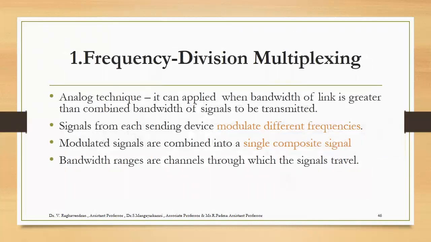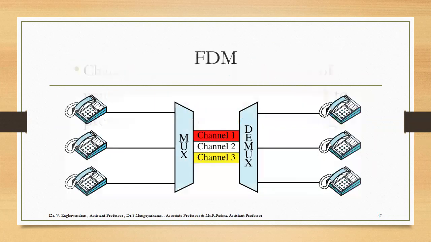So the first one, frequency division multiplexing. Frequency division multiplexing is an analog technique. It can be applied when the bandwidth of the link is greater than the combined bandwidth of the signals to be transmitted. Suppose a signal from each sending device modulates different frequencies. After that, the modulated signals are combined into a single composite signal. So these are the bandwidth ranges, or channels, through which the signals can travel.